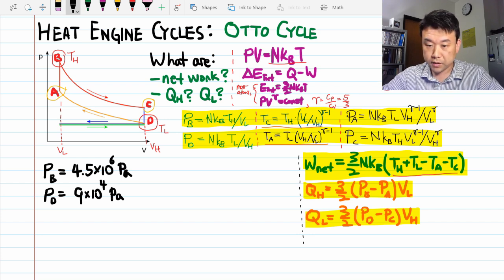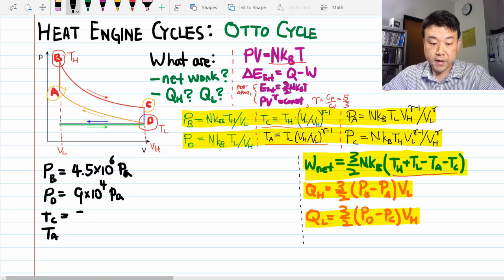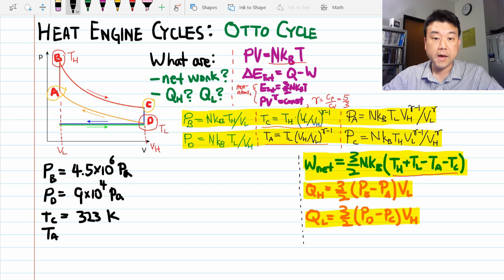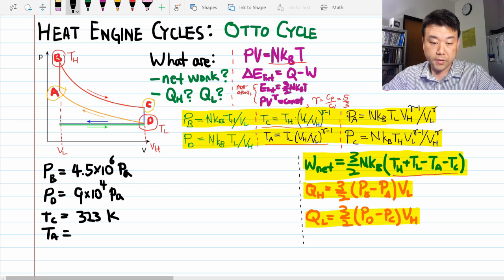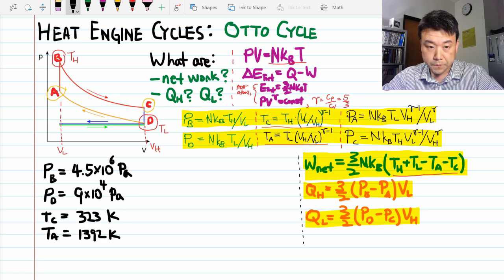Let's keep going. We need the temperatures, TC and TA, and plugging all the numbers, TH, VL, VH, and the gamma for monatomic gas, we get for TC 323 Kelvin, and we get for TA 1392 Kelvin. Temperature at point A is pretty close to the highest temperature, the 1500 Kelvin. We need two more pressure numbers, PA and PC.